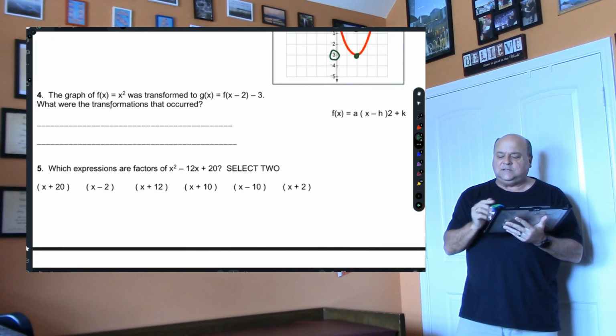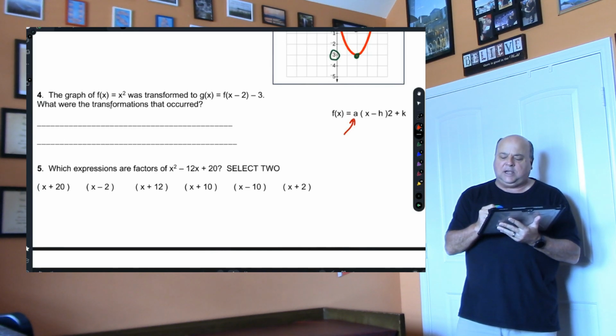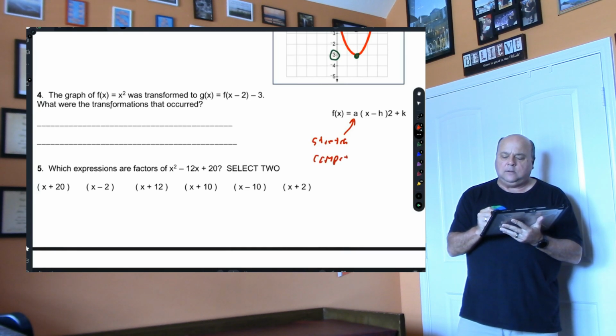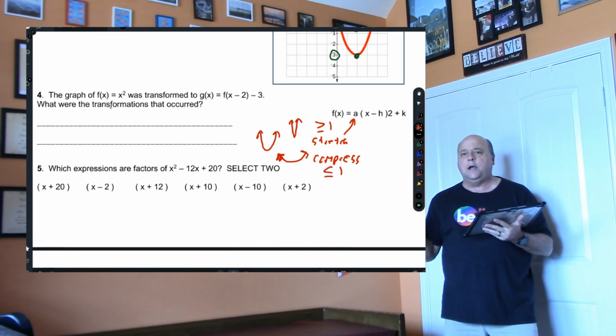Number 4, this is important that you know this. This is your slope. It's going to be a stretch or compress. This changes what the parabola looks like, okay? So if you stretch it, let's say this is a normal parabola, the parabola gets thinner. If you compress it, the parabola gets wider. A stretch means it's going to be greater than 1. A compress means it's less than 1, okay?